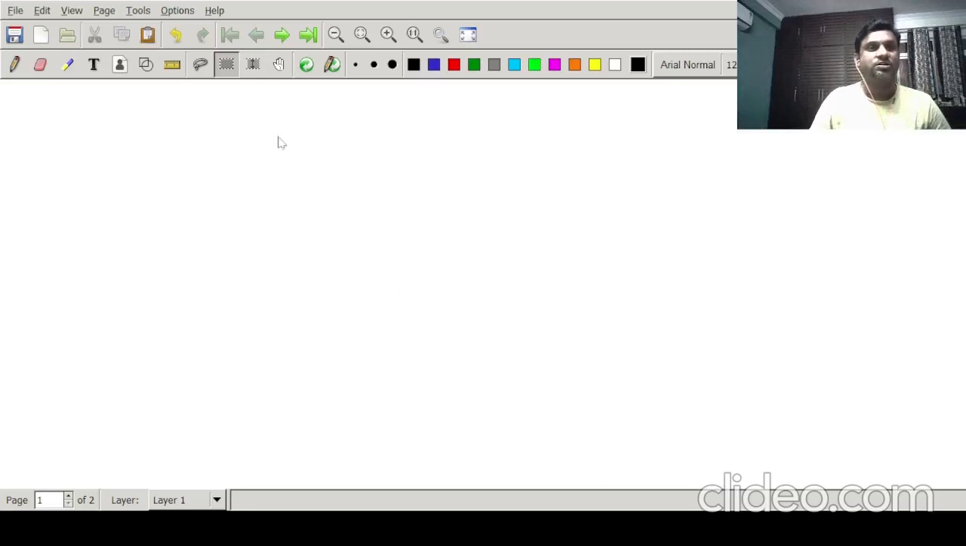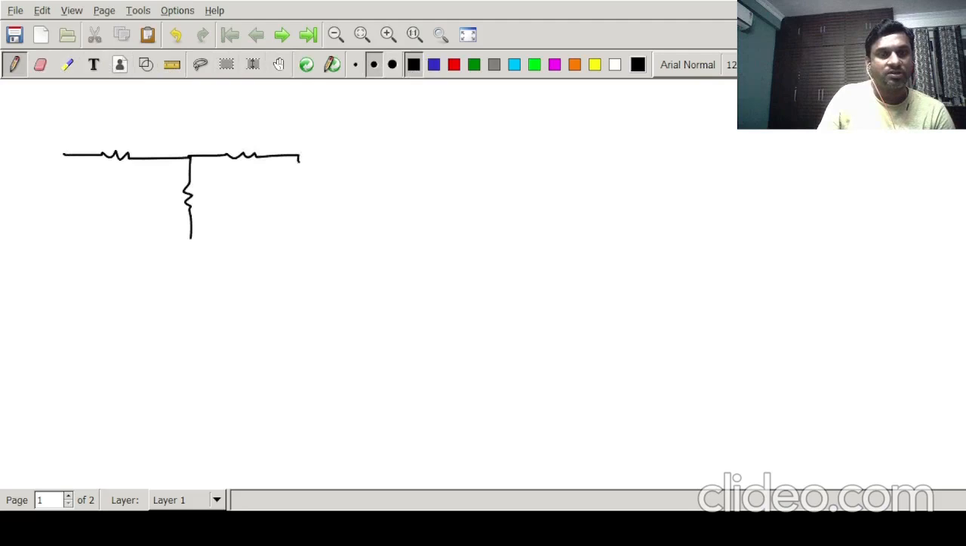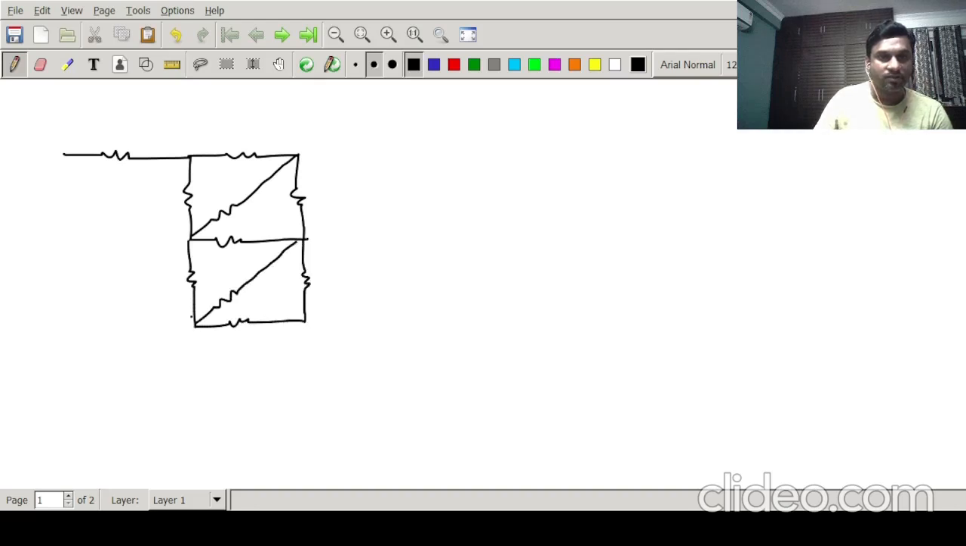Welcome students. Today we have a numerical regarding star and delta. The question is like this: there is a circuit with resistors connected like this, and we need to find the equivalent resistance, where each resistance value in the circuit is given as 1. So you can see the circuit.